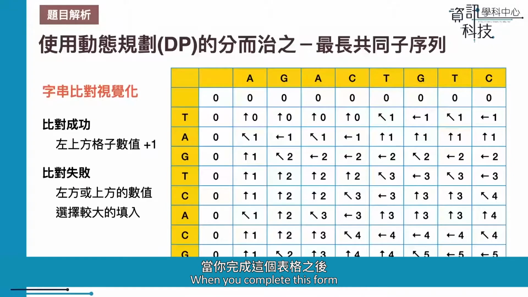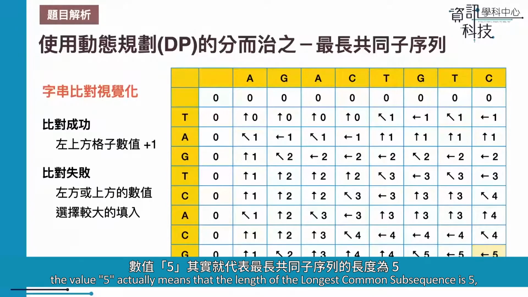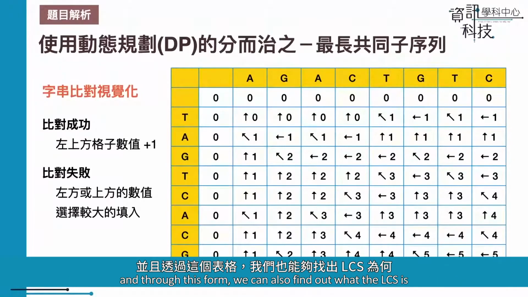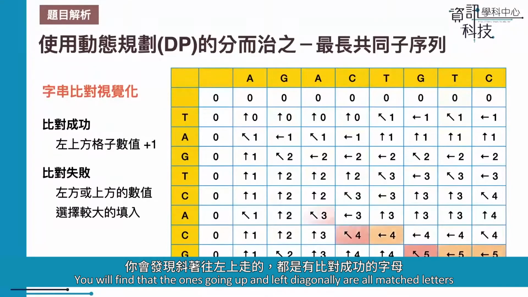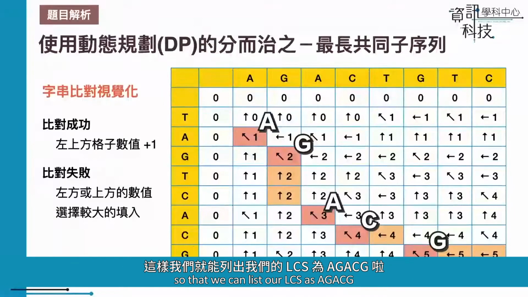When you complete this form, the value 5 actually means that the length of the longest common subsequence is 5. And through this form, we can also find out what the LCS is. Please start with this 5 and follow the arrow upwards. You will find that the ones going up and left diagonally are all matched letters. So we can list our LCS as AGACG.